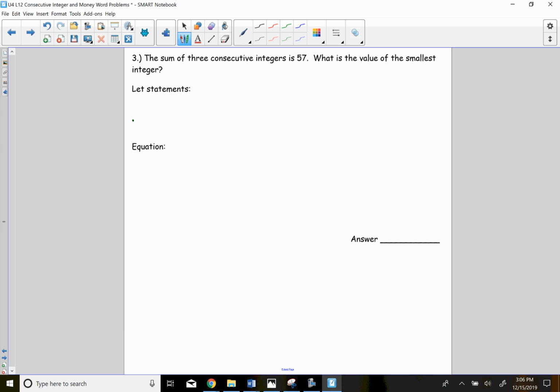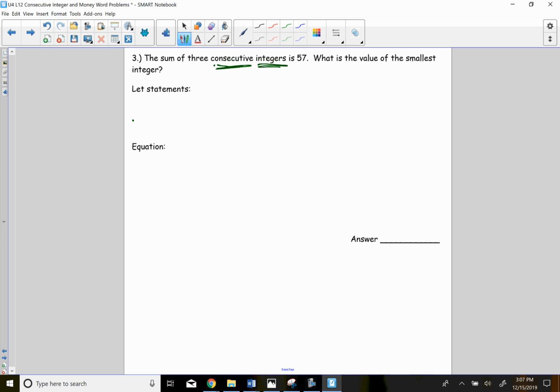Right, so now we're going to look at some consecutive integer word problems. The sum of 3 consecutive integers is 57. What is the value of the smallest integer? So we need to figure out what the 3 numbers are so we know which one is the smallest. We have consecutive, which means one after another in a row, and we're dealing with integers, which are positive or negative whole numbers. So we won't have fractions or decimals to worry about in this problem.